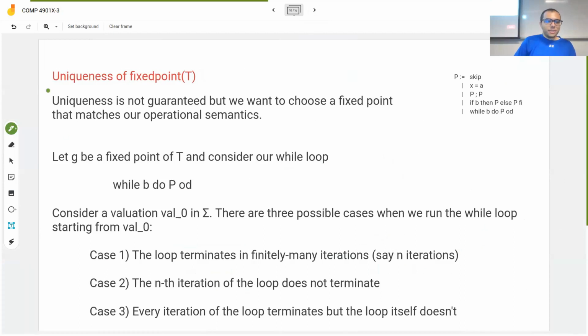So yeah, this is what I already told you. Uniqueness is not guaranteed. This transformer T can have potentially many different fixed points, but we want to choose the fixed point that matches our operational semantics. And we will see that actually the least defined fixed point is the one that matches our operational semantics. Okay. Now, how am I going to prove this?